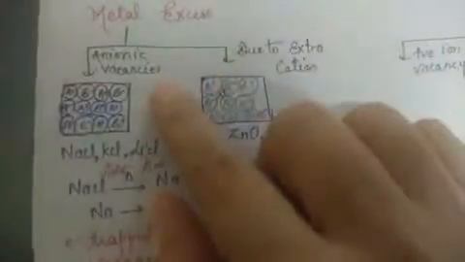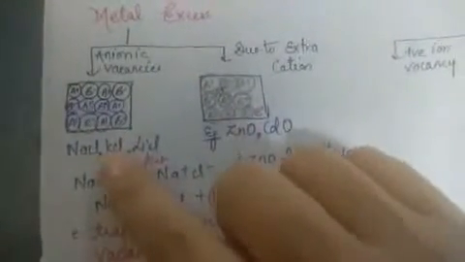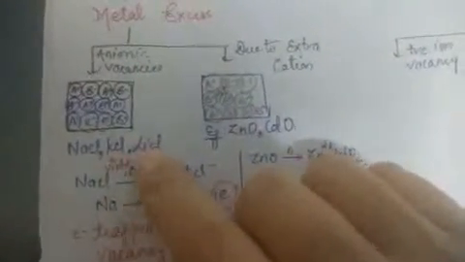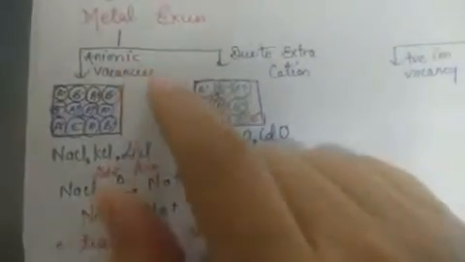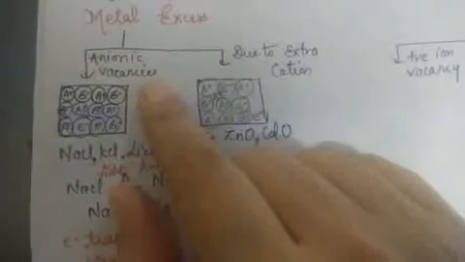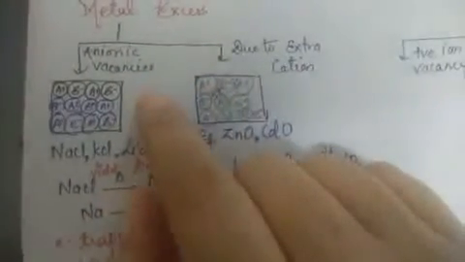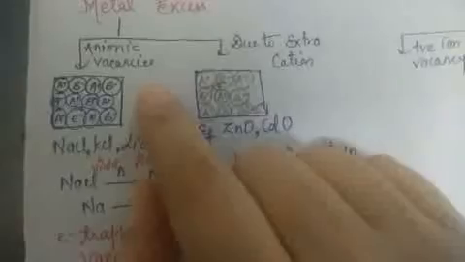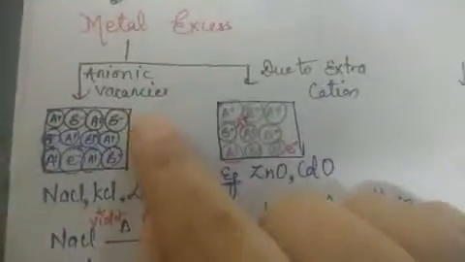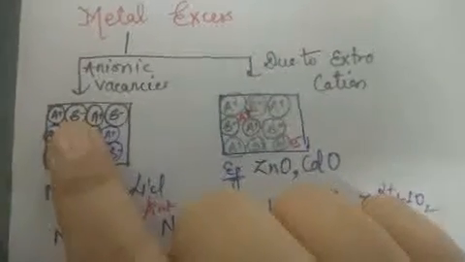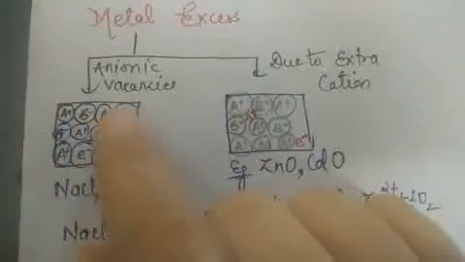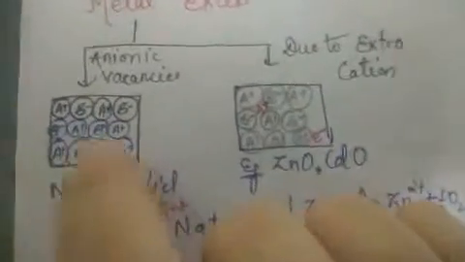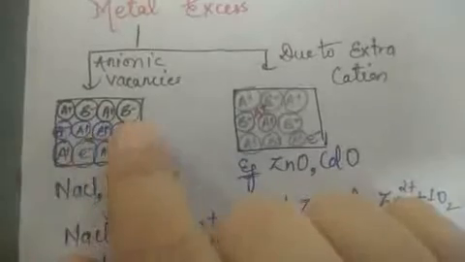The first is metal excess due to anionic vacancies and the second is metal excess due to extra cation. If we talk about anionic vacancies, then examples are NaCl, KCl, LiCl. These are the crystals which show different colors due to the presence of anionic vacancies. This concept is very important because 1 mark questions are drafted out of this topic. If we take an example of a crystal, it's again an ionic crystal having A plus B minus, A plus B minus in an alternate fashion.